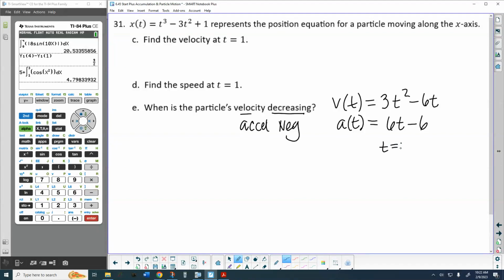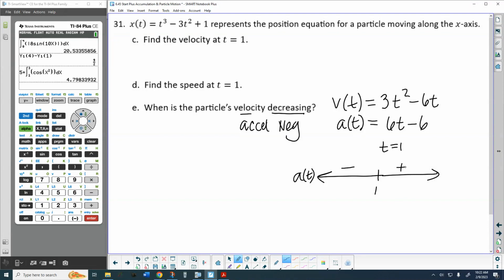t equals 1. So let's just make an acceleration number line. Make sure you label your number lines so that you can remember what they are telling you information about. This is an acceleration number line. My critical number is 1. If I'm at numbers less than 1, like 0, for example, it's negative. And if I'm at t values greater than 1, like 2, for example, positive.